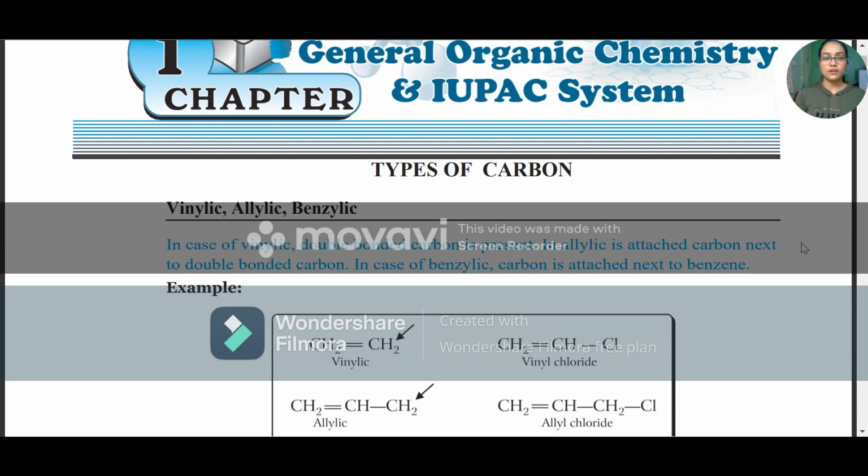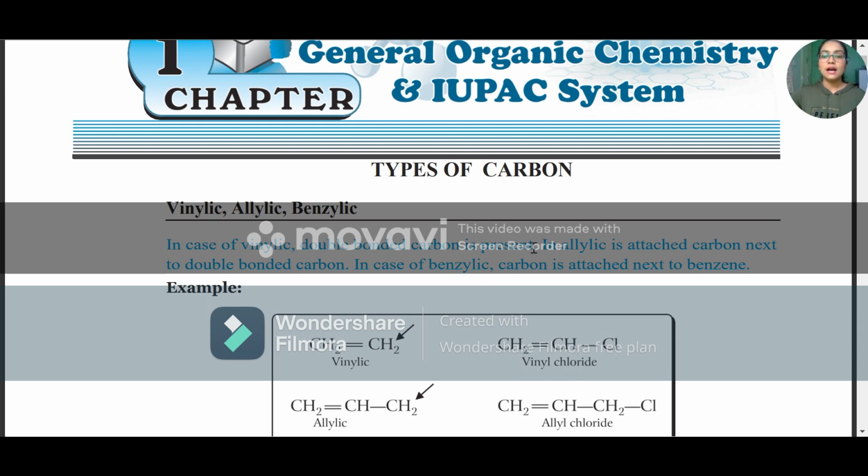So let's start with general organic chemistry and IUPAC system. So let's start with types of carbon. There are three types of carbon: vinylic, allylic and benzylic. In case of vinylic, double bond carbon is present. Let's see some example. This is CH2=CH2, so both the carbons in the double bond are vinylic. And when a chlorine is added by removing a hydrogen, this becomes vinyl chloride.